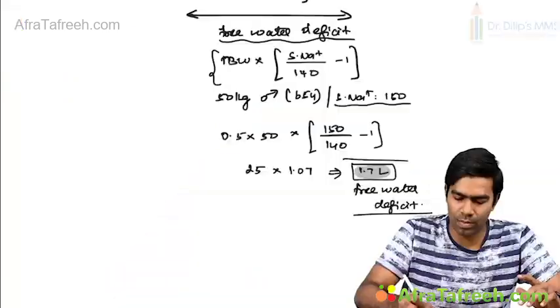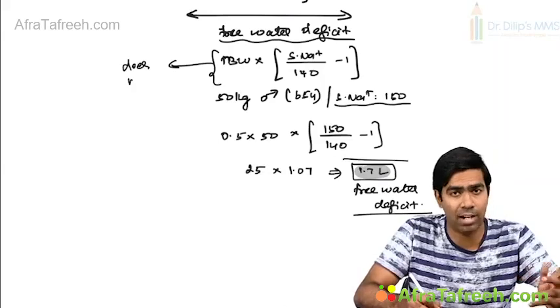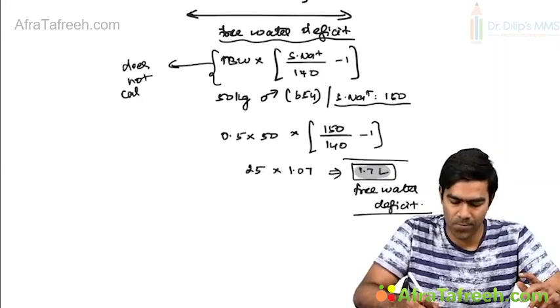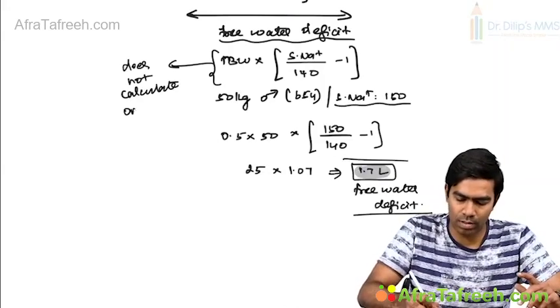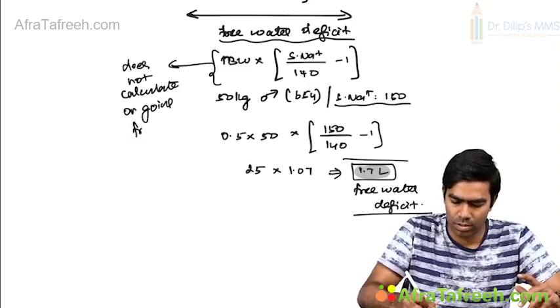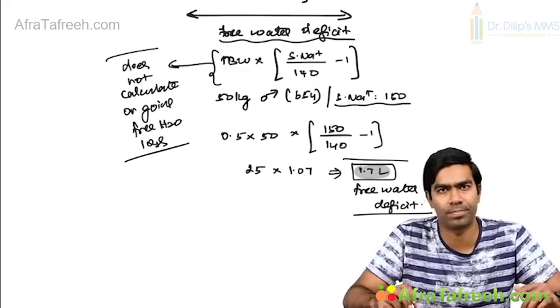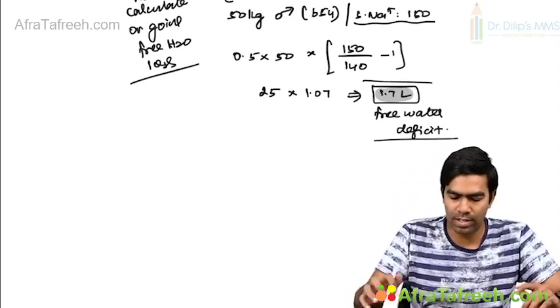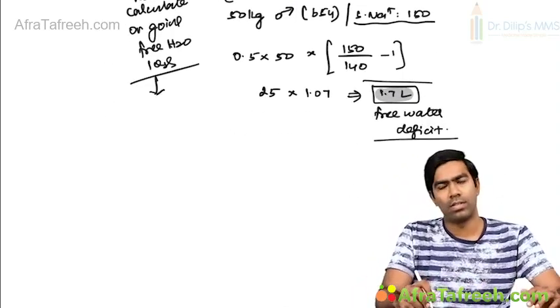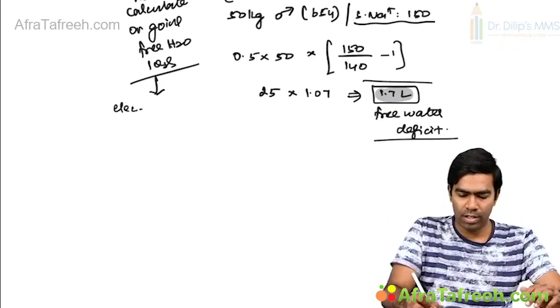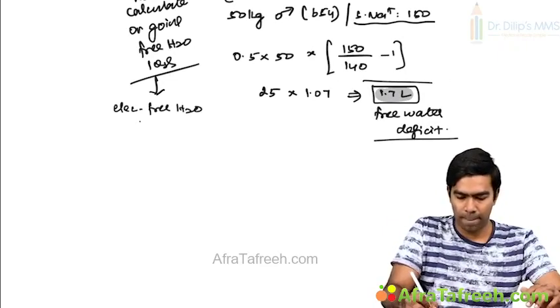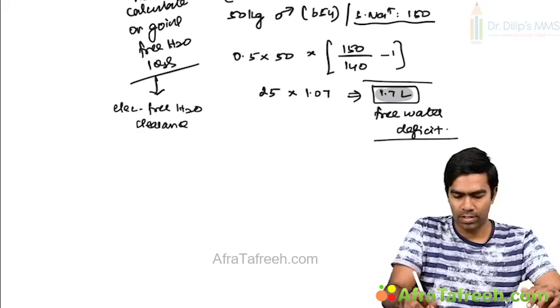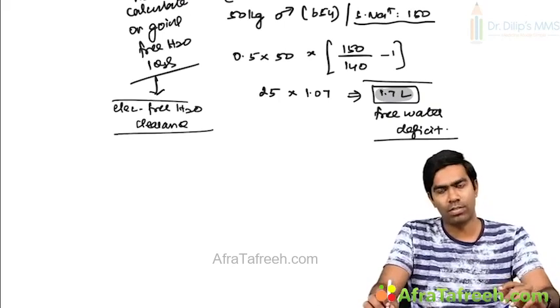But be careful, there is one problem, because this formula of free water deficit does not calculate the ongoing free water losses. Ongoing free water losses are there, which this formula is not going to take care of at all. So how can you calculate these ongoing free water losses? We have something called the electrolyte free water clearance. Electrolyte free water clearance will predict the ongoing free water losses.